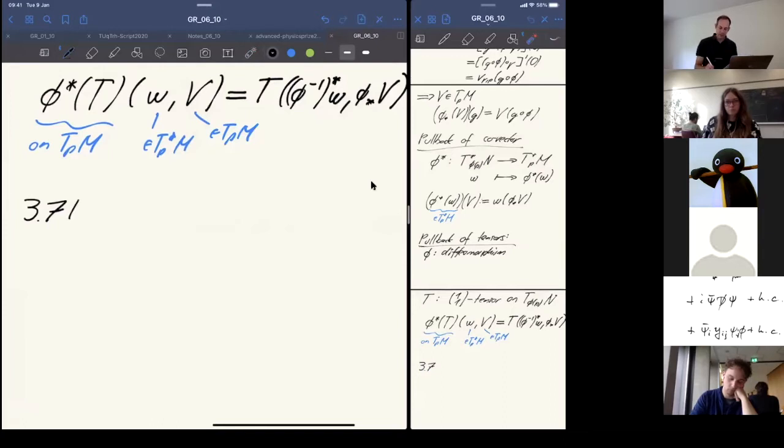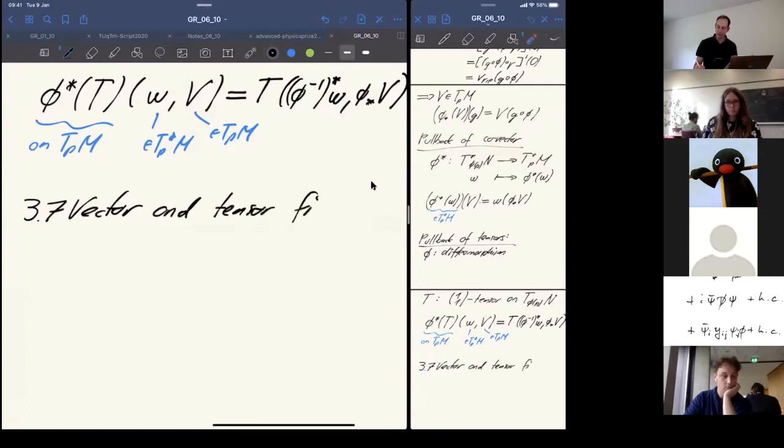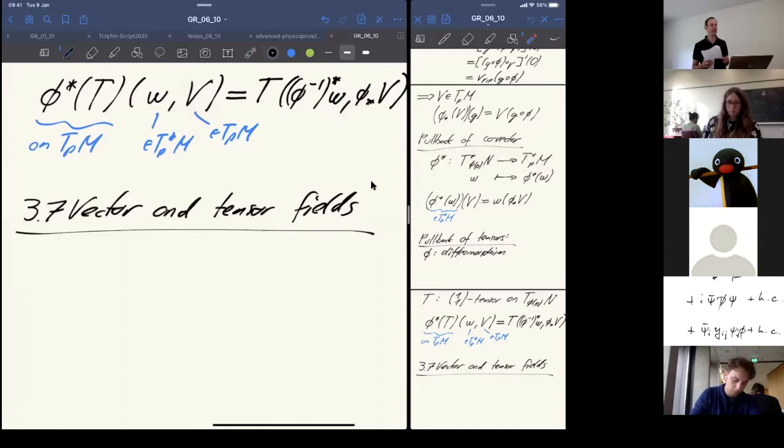Okay, now we need the next element in our language, which is something that you have certainly already heard of, namely vector and tensor fields. And indeed, these are not different things from what you have heard. You have certainly heard of vector fields in electrodynamics. You must have heard that. And maybe also of tensor fields.